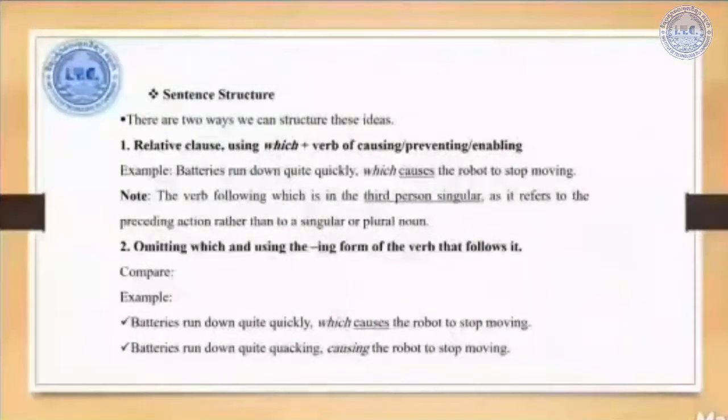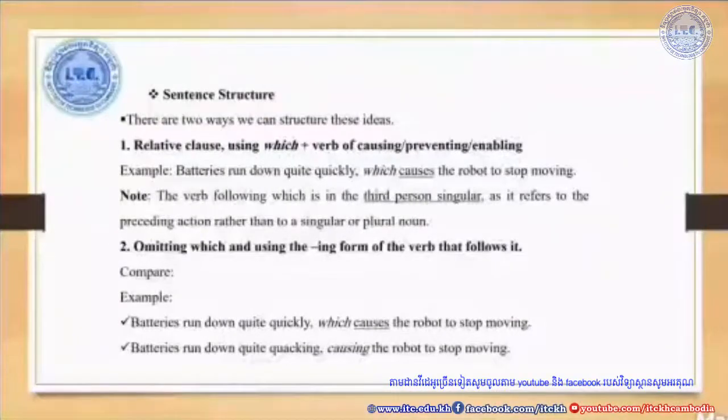The first one is relative clause, comma, using which plus a verb of causing or preventing or enabling. For example, batteries run down quite quickly, which causes the robot to stop moving. So here, the first part of the sentence, from batteries to quickly, is what we call the relative clause. And then you have the word which, and then causes, which is one of the verbs of causing, right?